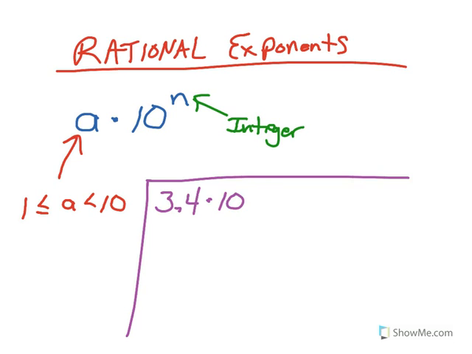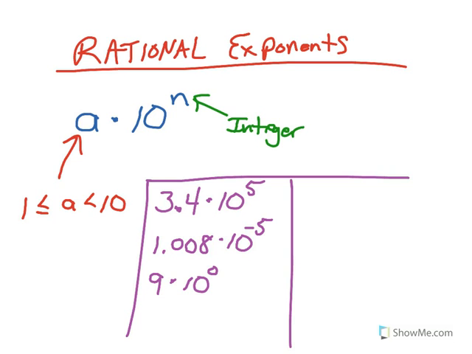3.4 times 10 to the fifth. It fits because the 3.4 is at least 1 but less than 10, being multiplied times 10 to an exponent, and that exponent is an integer. Another example, 1.008 times 10 to the negative fifth. Fits the definition. Another one, let's say 9 times 10 to the 0. Also fits the definition. 0 is an integer, and 9 is at least 1 but less than 10. So these three here are scientific notation.